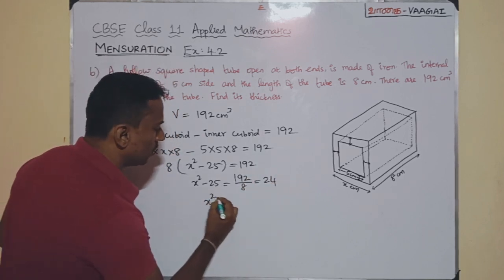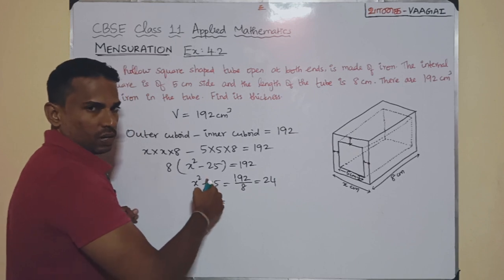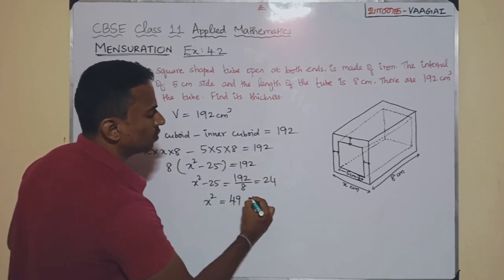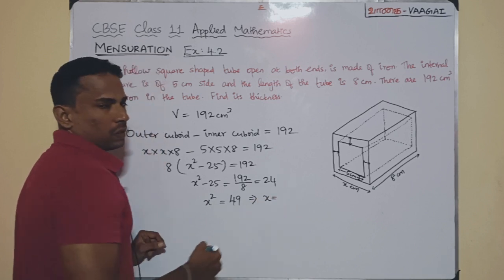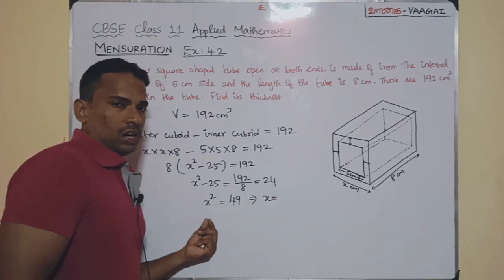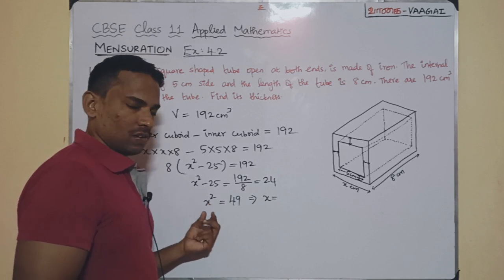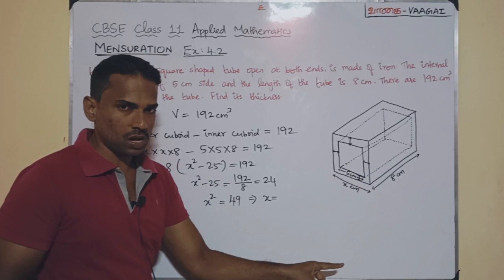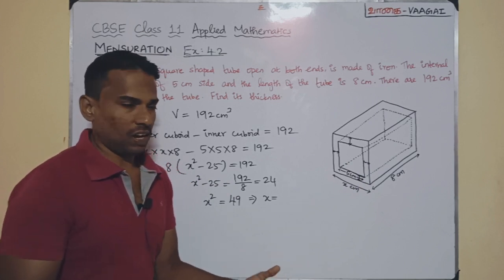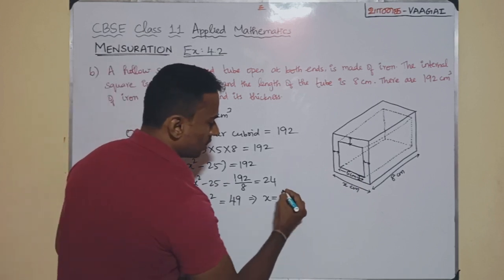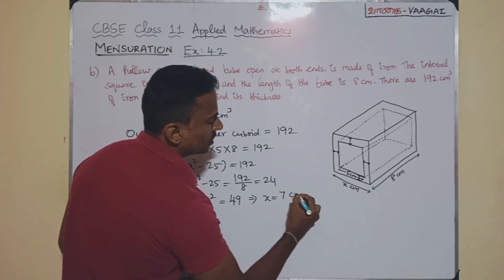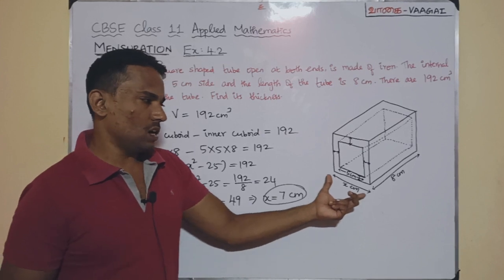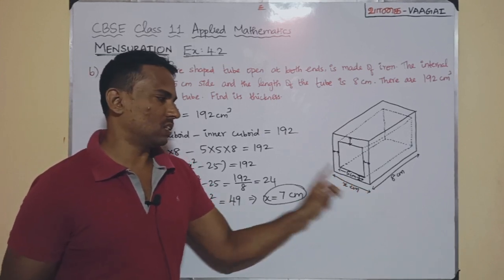Now that means x square will be equal to 24 plus this 25. I can bring this to the other side. This becomes 24 plus 25, which is 49. So I will get x is equal to plus or minus 7, because this is a quadratic kind of equation. When I solve it, I will be getting plus or minus 7. But since dimensions cannot take negative values, I am restricting it here itself: x is equal to 7 centimeter. So we got the outer square side, which is 7 centimeter.